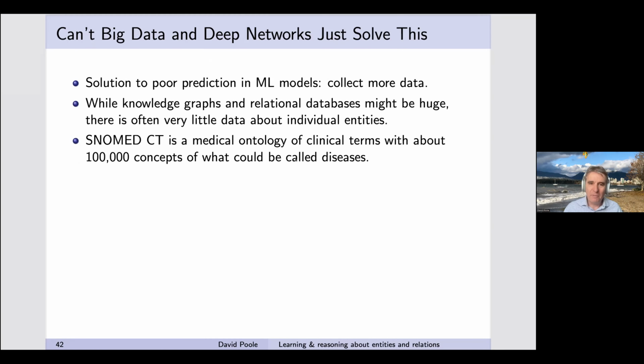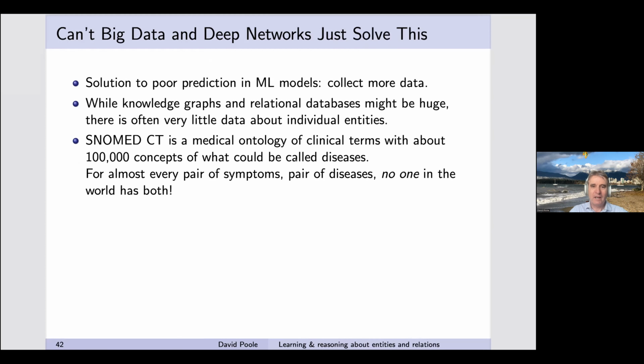So here's an example. SNOMED CT is a medical ontology of clinical terms. It defines about 250,000 clinical terms and about 100,000 concepts of what could be called diseases. 100,000 is an interesting number because it's about the same as the number of people on Earth. For almost every pair of these diseases, for almost every pair of symptoms, no one in the world has both. If you give me two arbitrary diseases, no one in the world has both of them.